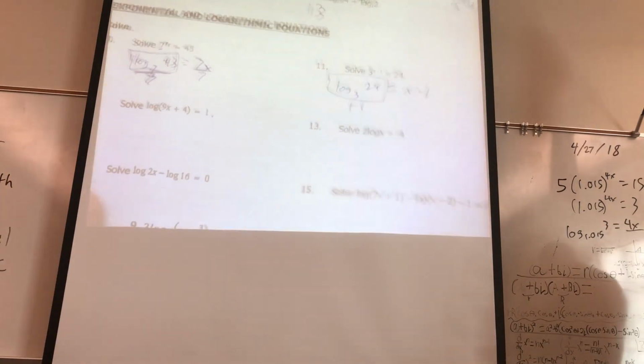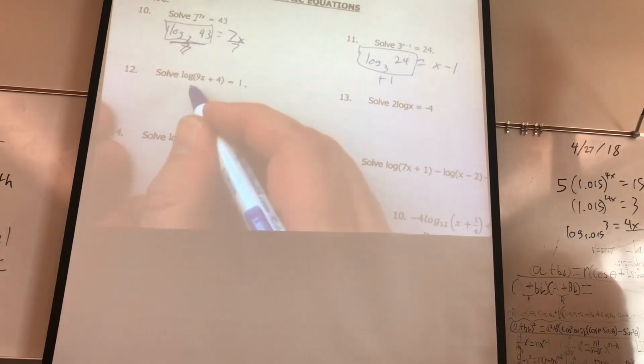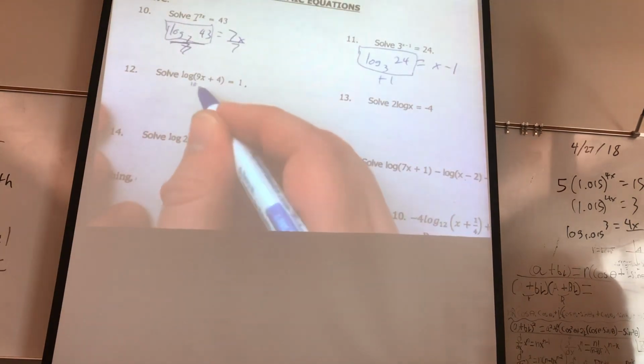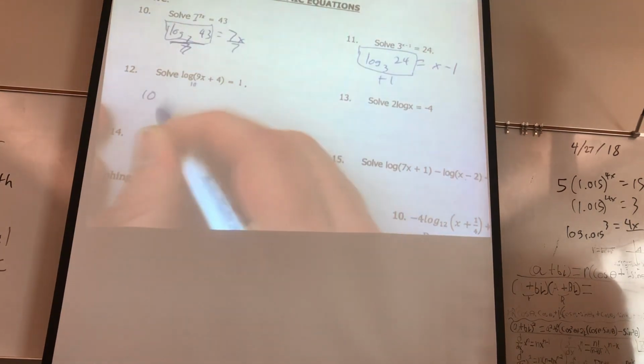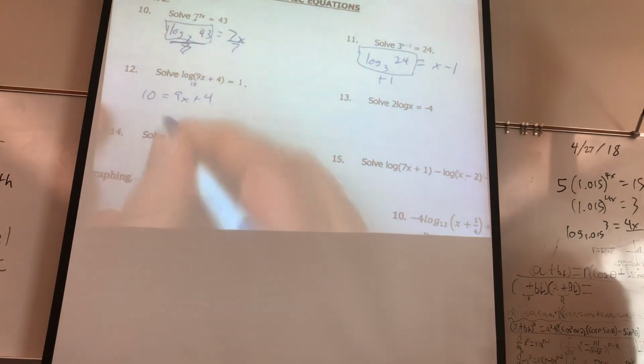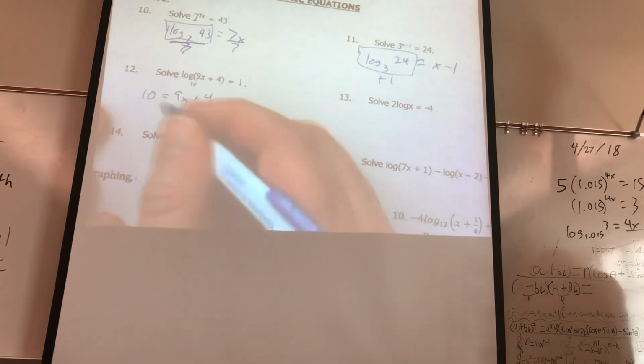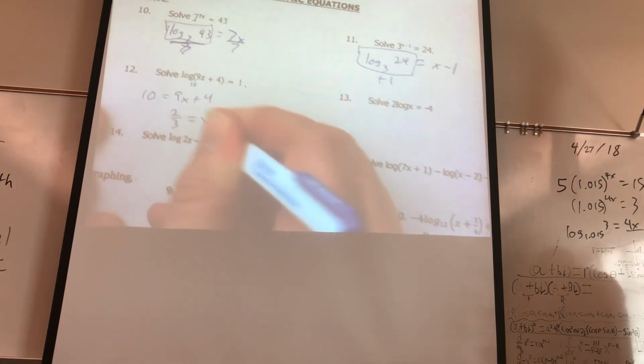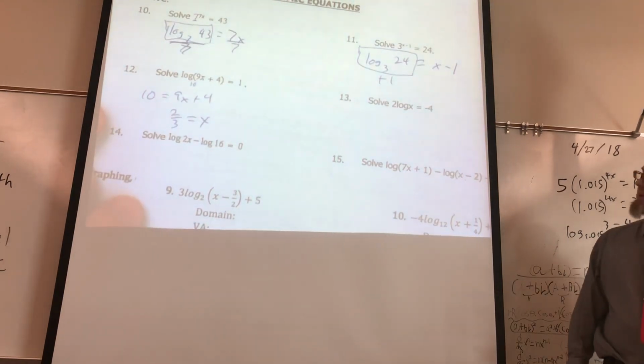On this one, it's a logarithm. You rewrite it as an exponential. This is base 10. So 10 to the 1st power, which is just 10, equals 9x plus 4. You subtract 4, that'll give you 6. You divide that by 9, that's 6 over 9, which is 2/3 is equal to x, or 0.6 repeating.